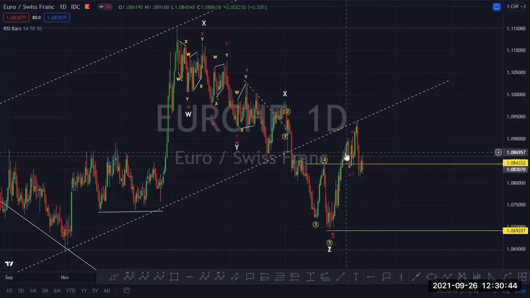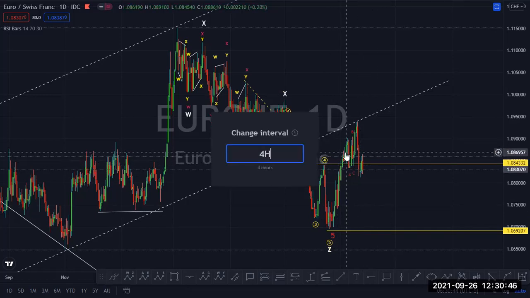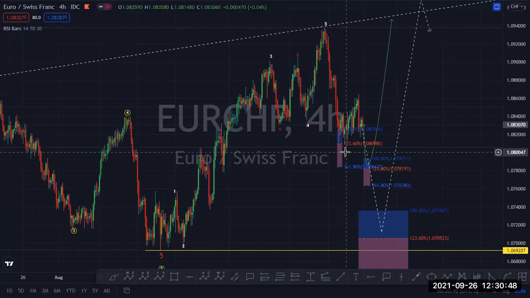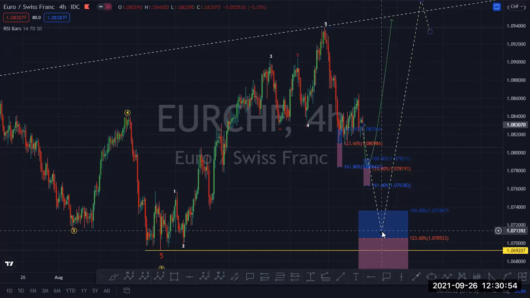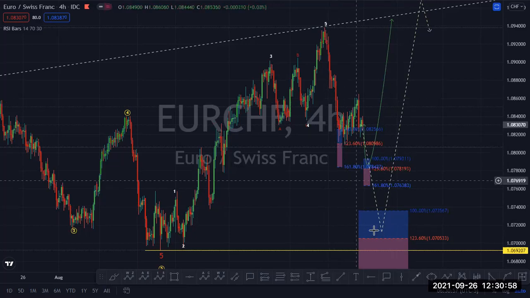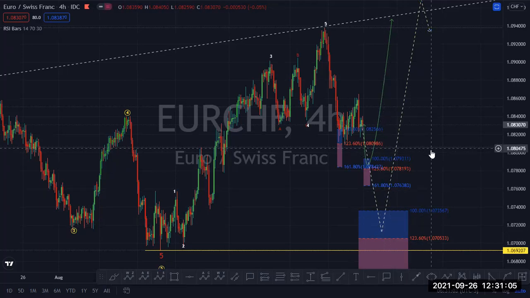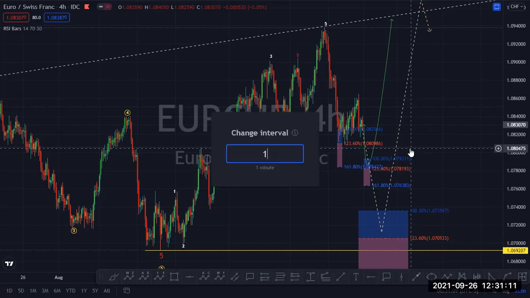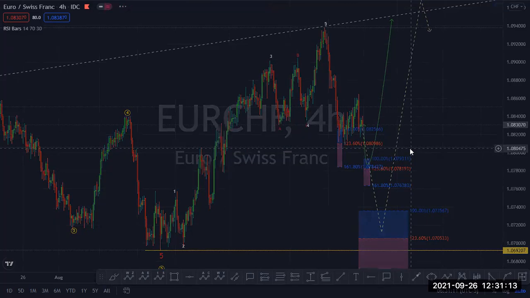Okay, so now what I will do, I'll go down to 4 hours to look for when to join the buyers. Now, we still have options for a big A, B, C on 4 hours. So the market might still drop in a big one before buying. In this case, 1 hour will help us to know whether we buy now or we sell now. Let's see 1 hour.